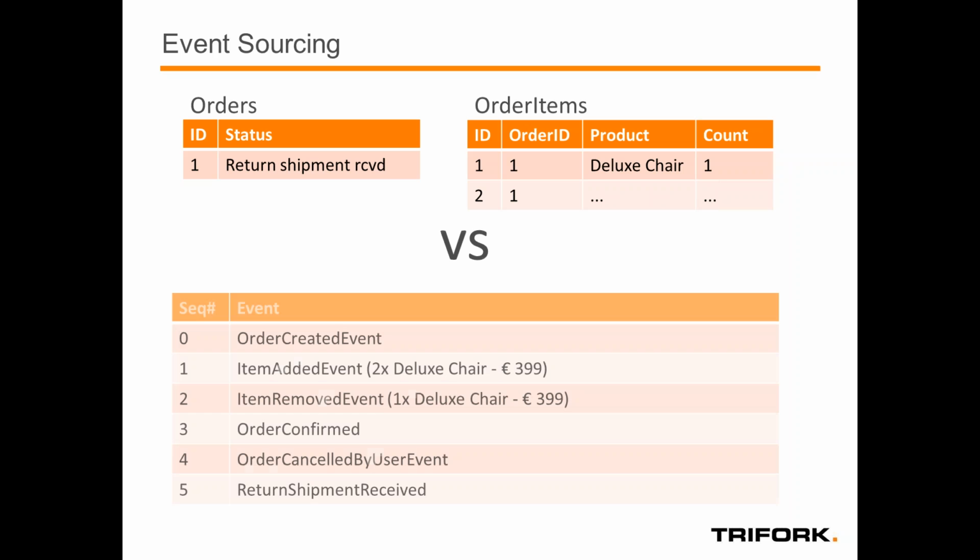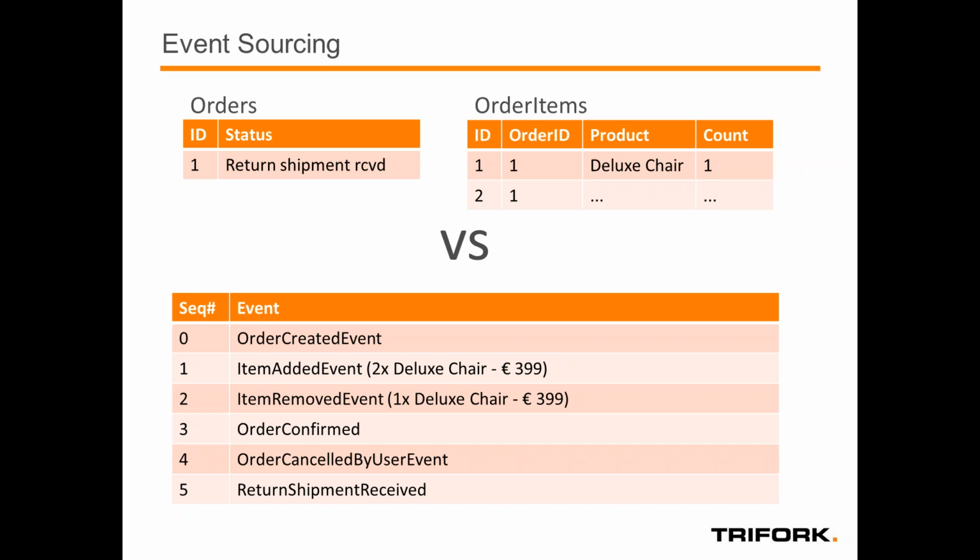If we have event sourcing, instead we don't store the current state, but we store all the events that got us up to that state. So we'll have a list of events. Well, the first one is order was created. The second one is we have added 2 chairs to our order. And then later the user removed 1 chair. The user confirmed the order, it was cancelled, and then the return shipment was received.